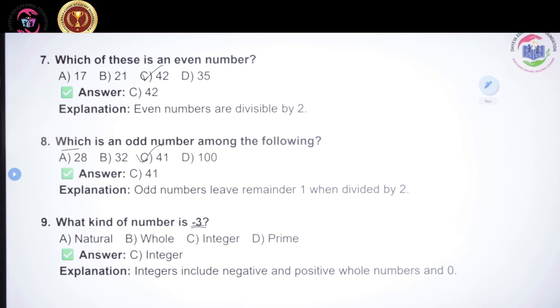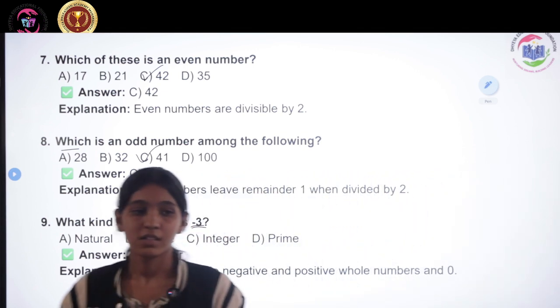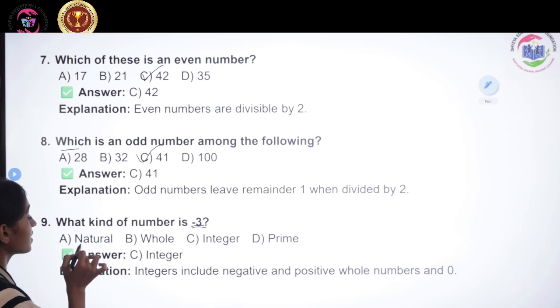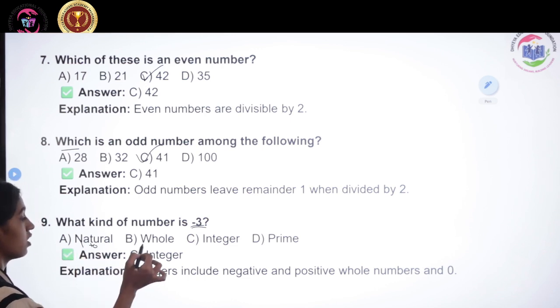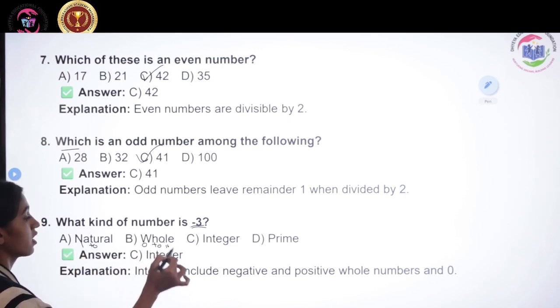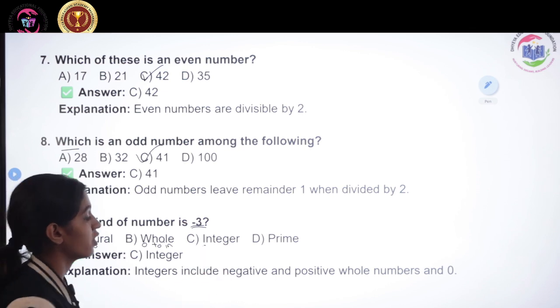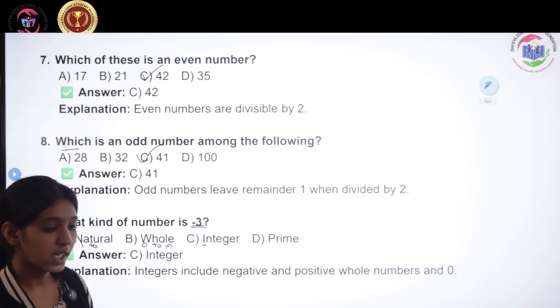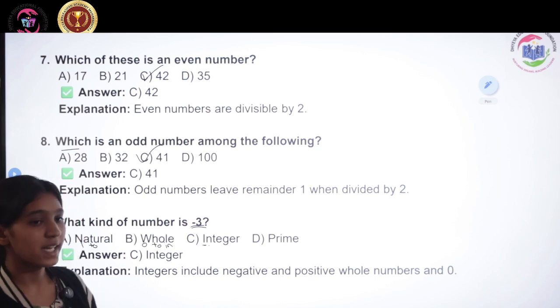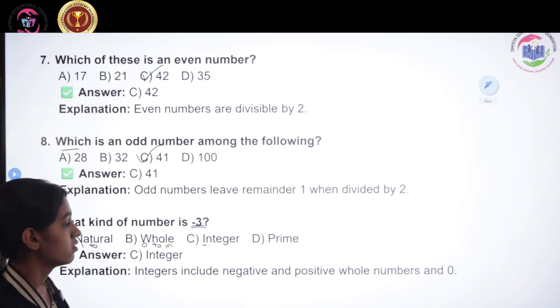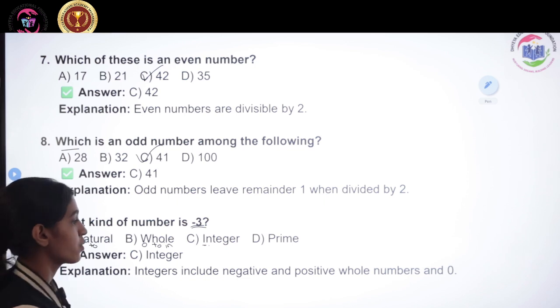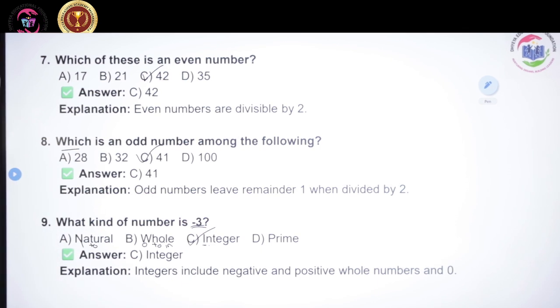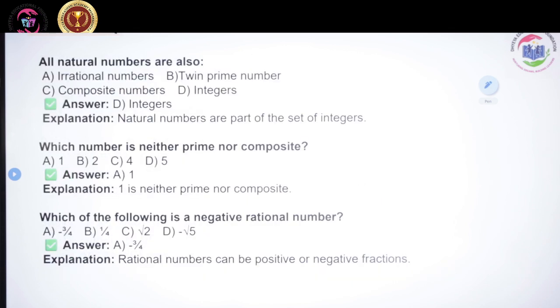Natural numbers start from 1 to infinity. Whole numbers start from 0 to infinity. Integers include negative and positive numbers, not decimals and not fractions. Option D, prime, it is not a prime number. Then option C, integer, it includes the negative and positive whole numbers and also 0.